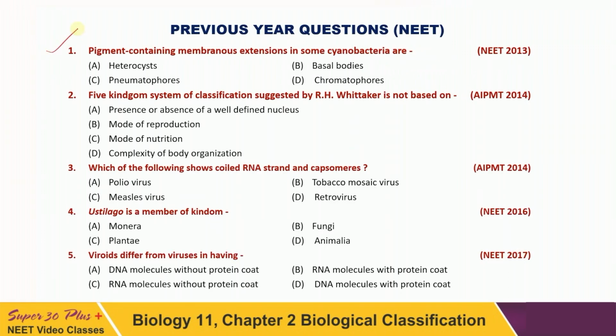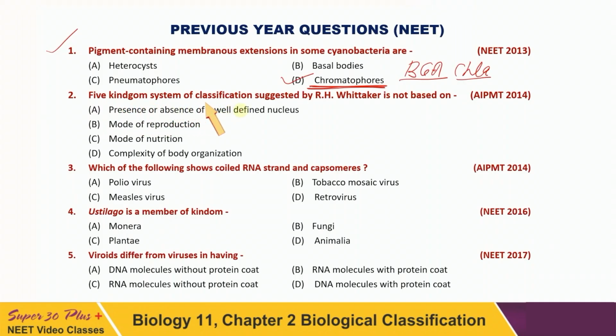The first question is, pigment containing membranous extension in some cyanobacteria: chromatophores. Cyanobacteria, that is blue-green algae, performed photosynthesis for the first time. Therefore, they have chlorophyll A pigment and chlorophyll B. These are located in chromatophores.